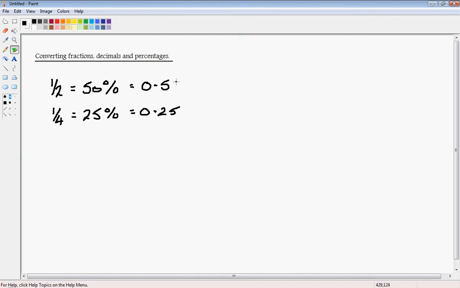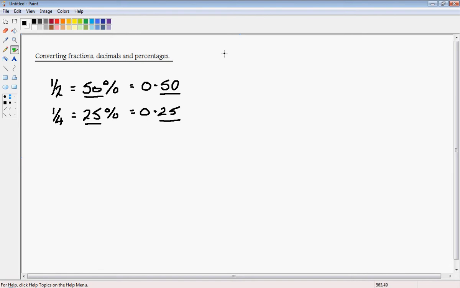Now if I was to just add a 0 after here, we have 0.50. Now 0.50 is exactly the same as 0.5. Now hopefully you can see here 50% is 0.50. If we have 25%, that's the same as 0.25. So there's a definite link between percentages and decimals.